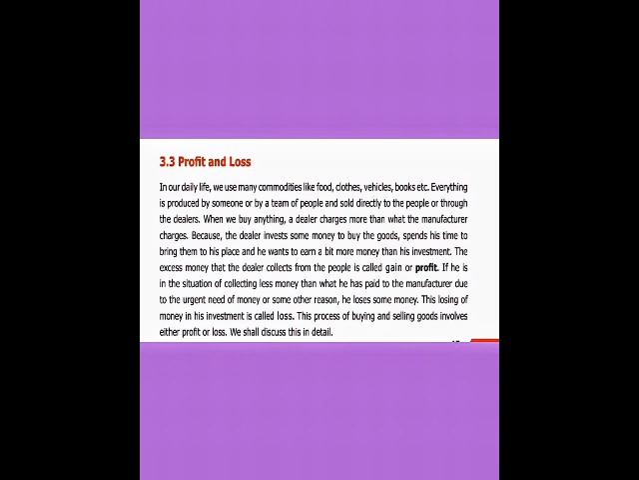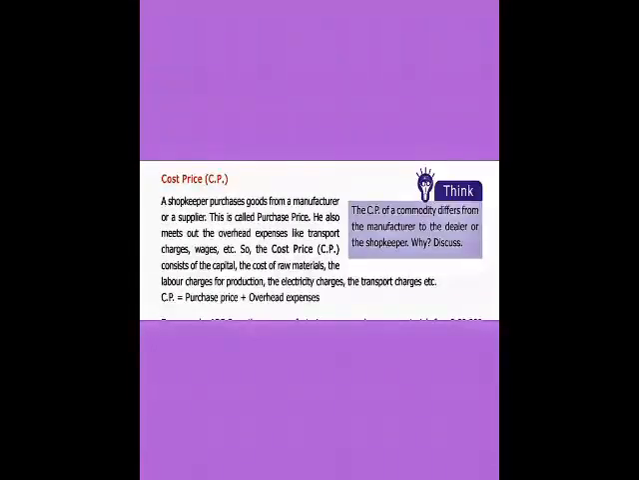Next, we want to know what is the cost price, what is the marked price, what is the selling price, and what is discount. Then only we can find the answers. First is cost price. Cost price means the capital, the cost of raw material, the labor charges for production, the electricity charge and transport etc. So cost price means purchase price plus overhead expenses. What we are purchasing, that amount plus overhead charges, that is, transportation charge, electrical charge, like that.